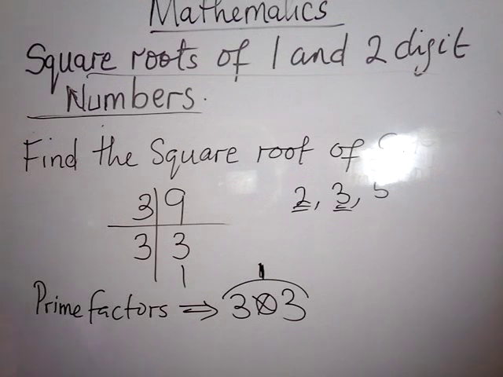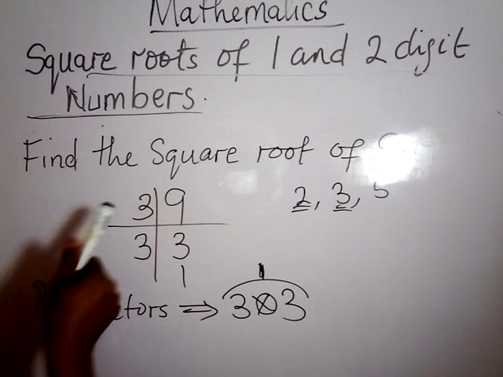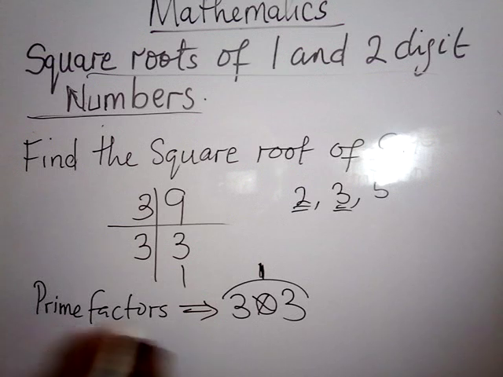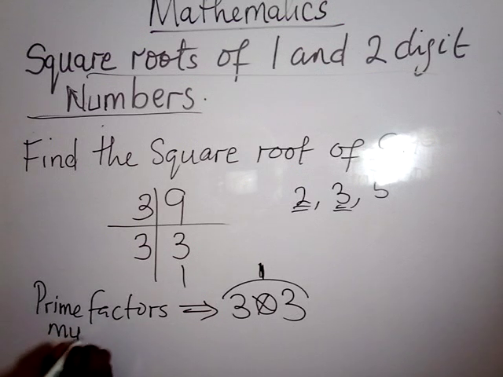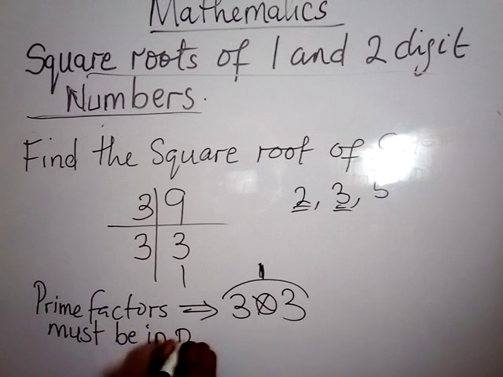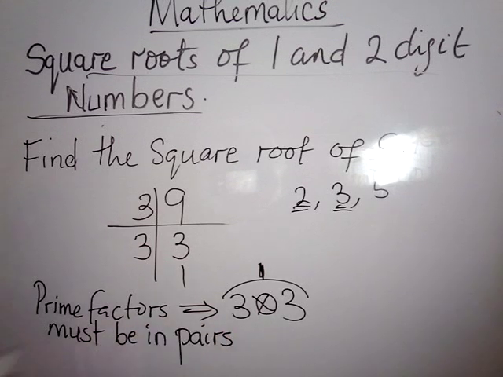Now let me quickly say this. For you to get the square root of numbers, all the prime factors that are used must be in pairs. They must be in 2s. Prime factors must be in pairs. You know what pairs means? They must be in 2s.